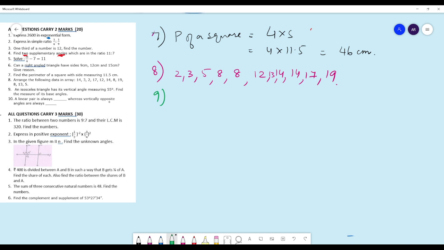An isosceles triangle has a vertical angle measuring 55 degrees. Find the measure of its base angle. So this is what an isosceles triangle looks like. It says the vertical angle measure is 55 degrees.